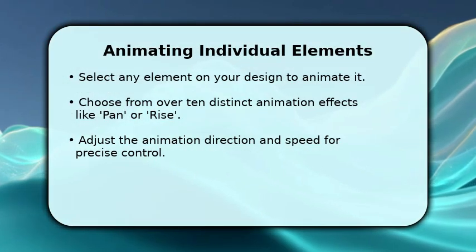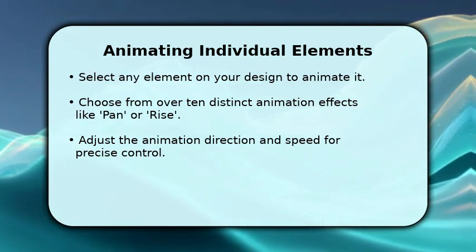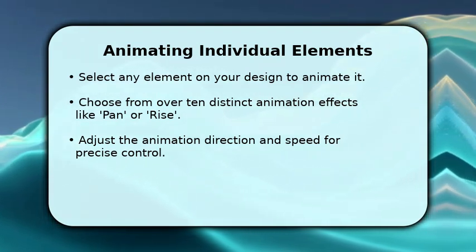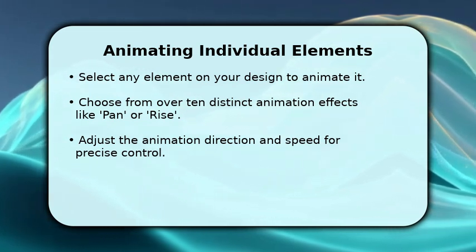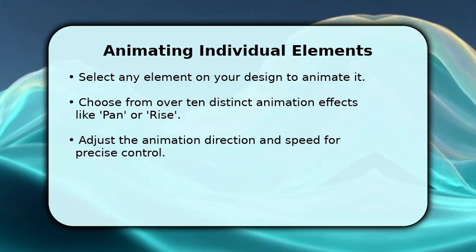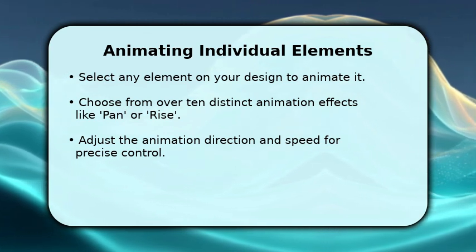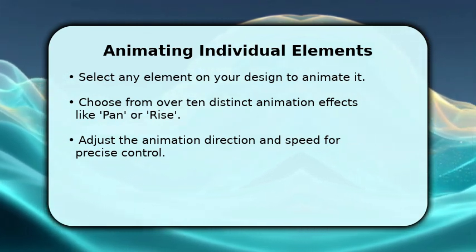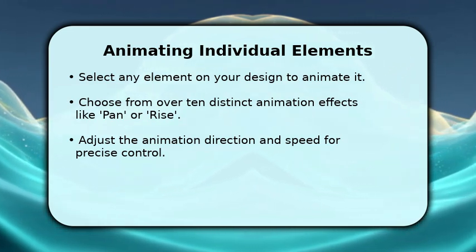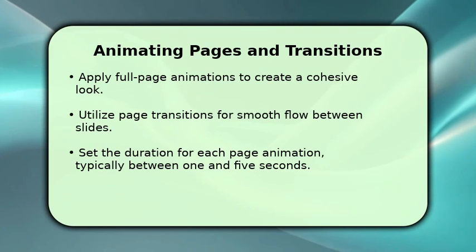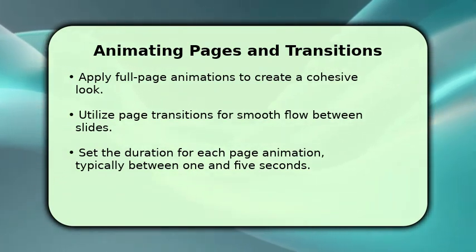Now, let's focus on animating individual elements within your design. Simply click on any text box, image, or graphic you wish to animate. Then, navigate to the Animate tab in the toolbar. You'll find a wide selection of effects, such as tumble or breathe, each offering unique movement. Experiment with different styles to see how they enhance your message and create visual interest for specific parts of your design.